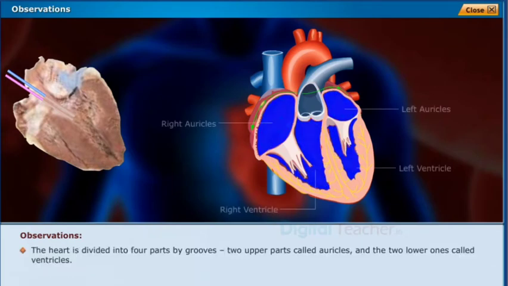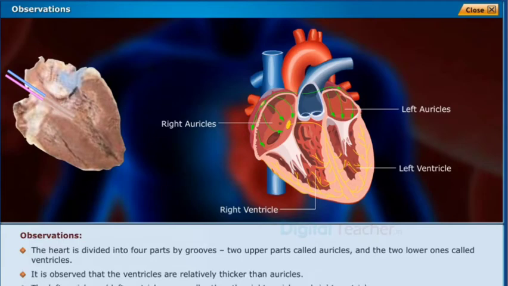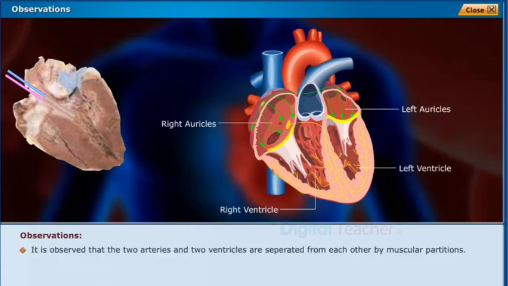The heart is divided into 4 parts by grooves, 2 upper parts called auricles and the 2 lower ones called ventricles. It is observed that the ventricles are relatively thicker than the auricles. The left auricle and left ventricle are smaller than the right auricle and right ventricle. It is observed that the 2 auricles and 2 ventricles are separated from each other by muscular partitions.